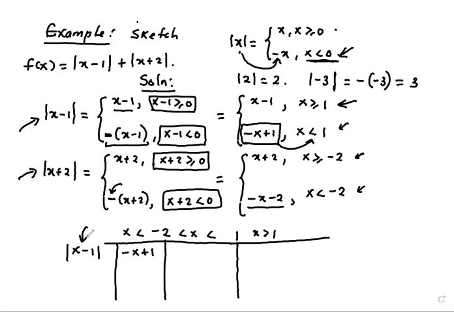Next, between negative 2 and 1, we have again x is less than 1. So it still remains the same in this piece. What about when x is bigger than 1? Of course, it is here where x is bigger than 1. So it will be x minus 1. Please ask.